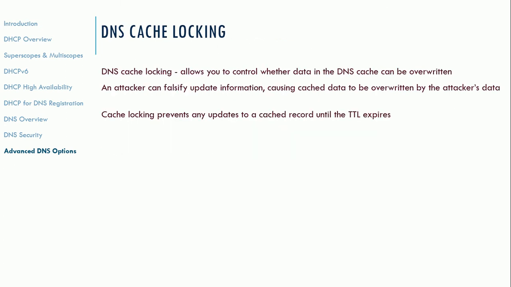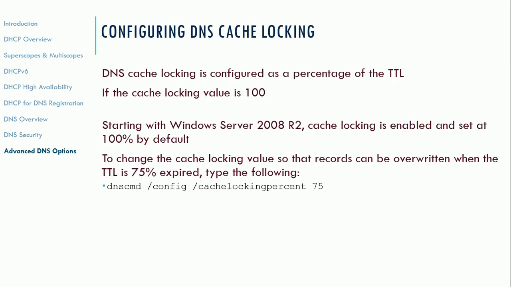DNS cache locking allows you to control whether data in a DNS cache can be overwritten. What could happen is an attacker might be able to do a DNS lookup, see that you have something cached, and then do an update to get that changed. So you obviously don't want that to happen. You can enable DNS cache locking, which prevents somebody from being able to do an update on that record with DNS.